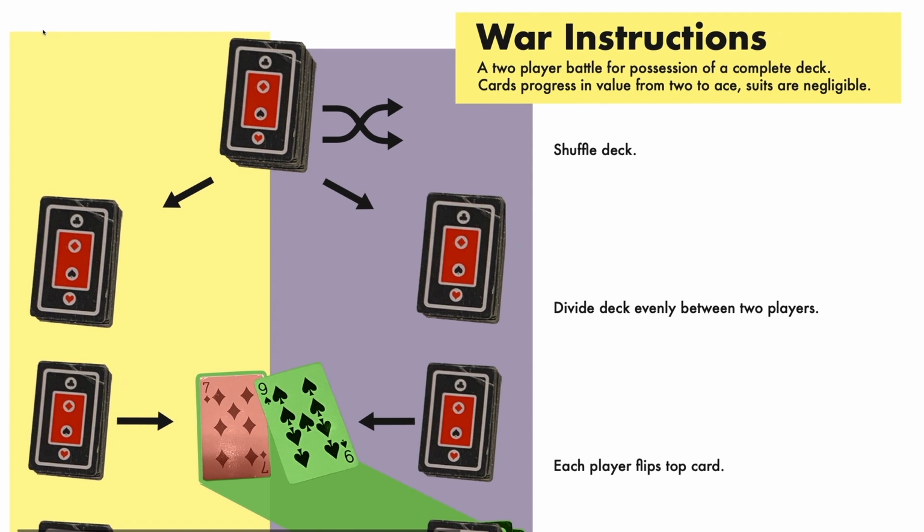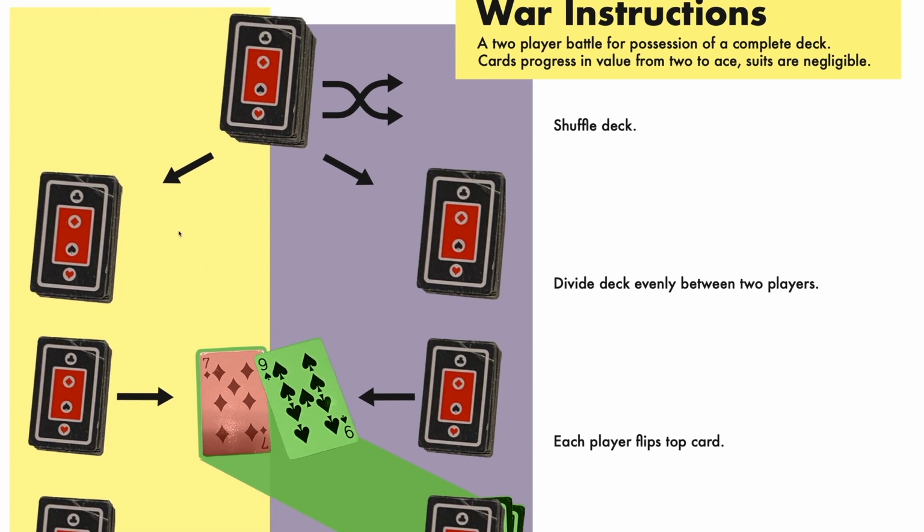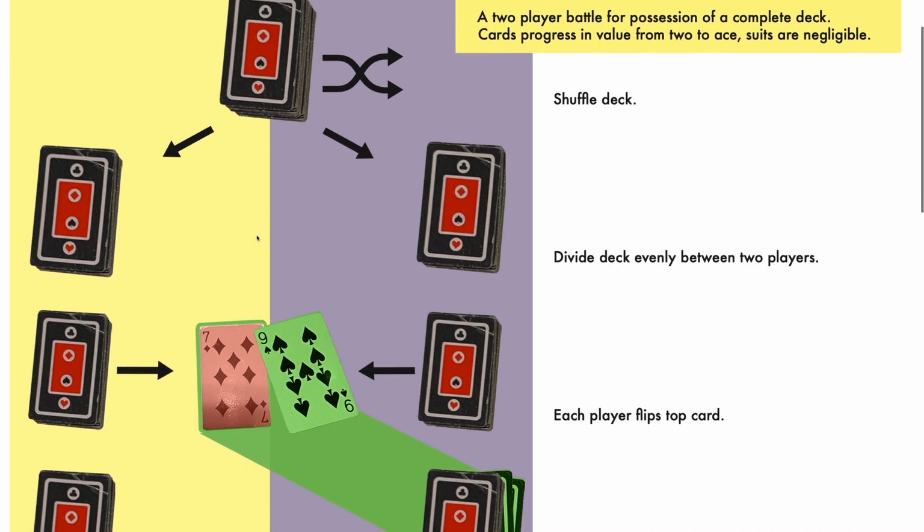So we'll start with War. So first step, shuffle the deck. You have the deck and the shuffle symbol. Divide deck evenly between 2 players. So that's what starts the purple and yellow blocks in the 2 columns of players' cards.